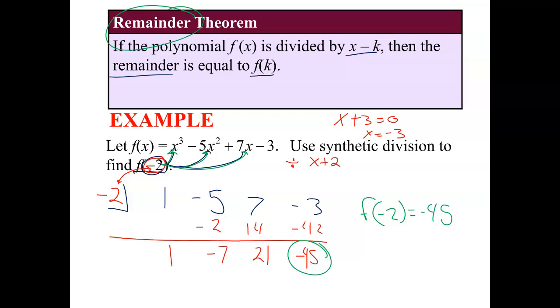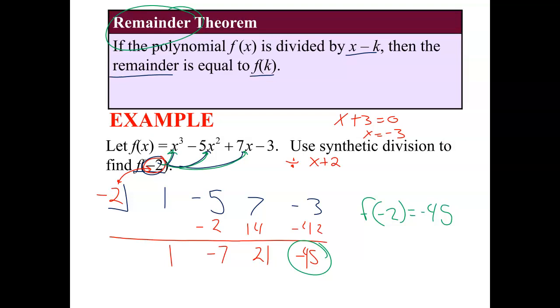Especially as our polynomials get longer. If I have a 5th degree or a 6th degree polynomial and you're asked to evaluate, if you plug it in, you are taking way too much time and you're probably going to get it wrong. If you do get it right, then you spent way too much time solving it. Synthetic division is much faster and much more reliable.